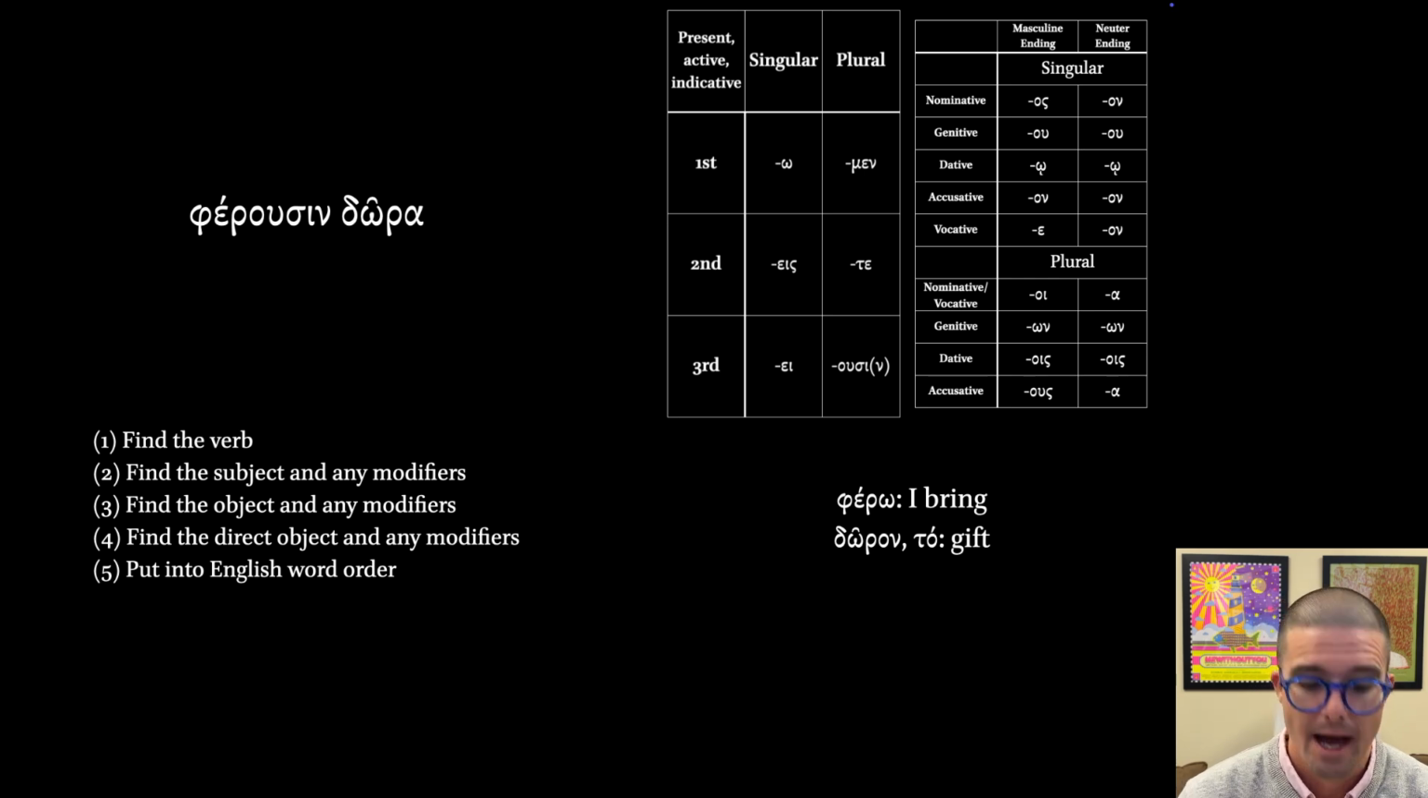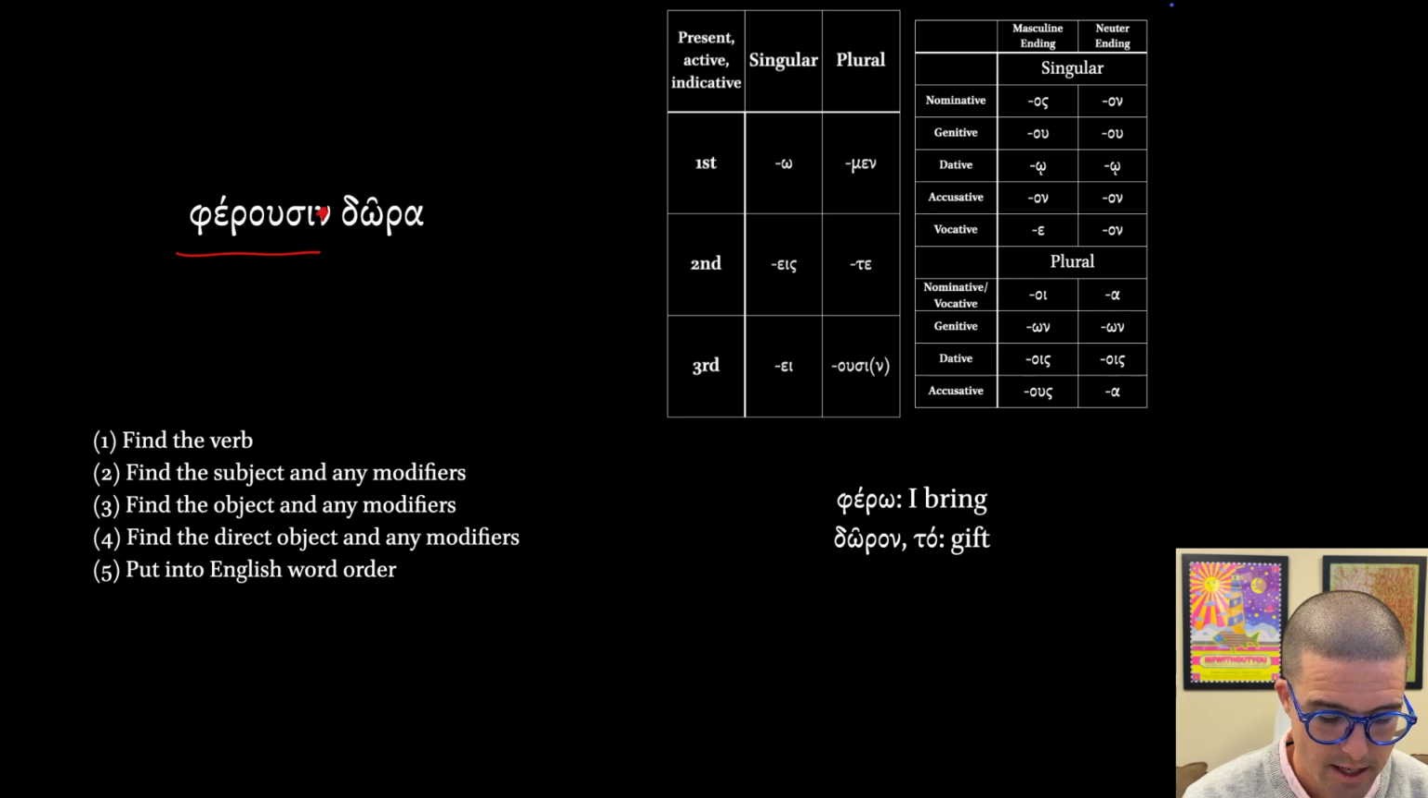So this one, despite being only 2 words in Greek, is going to be 3 words in English. So our verb is going to be, once again, the very first word, pherusin, from phero, which means I bring. When we have that usin ending, that is going to be the third person plural. And I apologize, there's a mistake here.